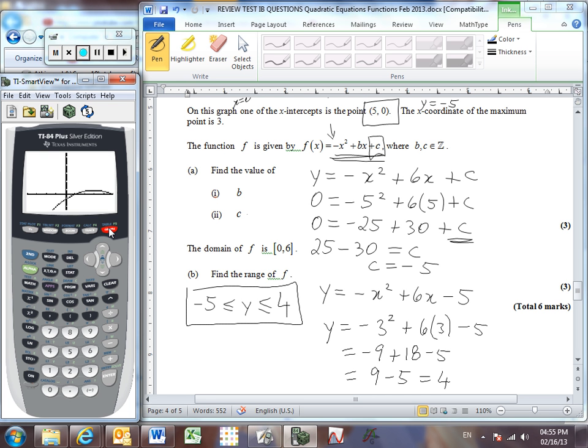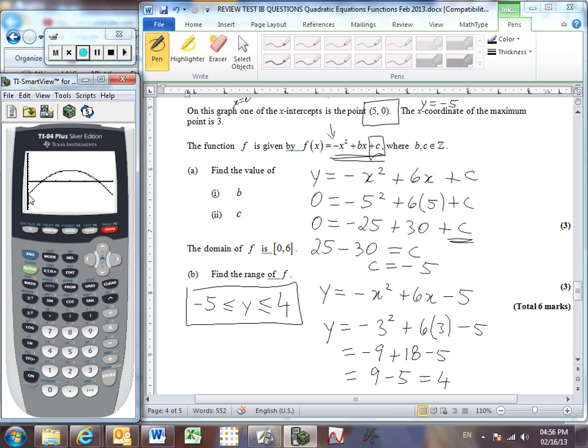Oh, I should adjust my window. The quickest way to adjust my window would have been to do zoom 6, to go into the standard mode. But if it tells me that the domain goes from 0 to 6, why don't I make the x min 0 and my x max 6? Because I'm only interested in looking at a domain between 0 and 6. Let's choose some more reasonable y values, say from negative 10 up to positive 10. See how we do there. So there's a picture of our graph.